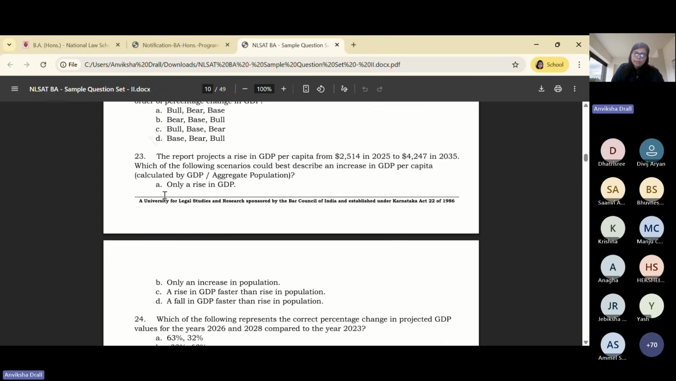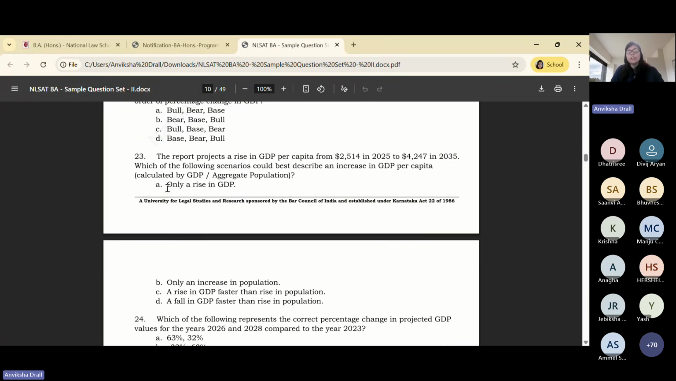So you have two variables here. You have a ratio or a fraction wherein in the numerator you have the GDP and in the denominator you have the aggregate population. So what are you expected to understand here? What are the various possible changes that can happen in either GDP or population or both of them that can result in an increase in GDP per capita?